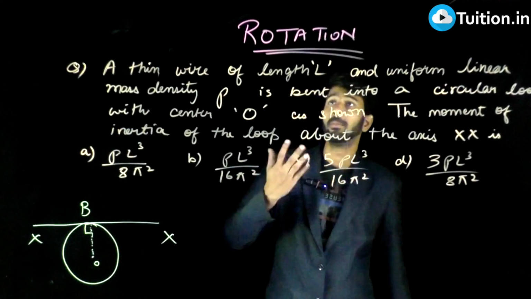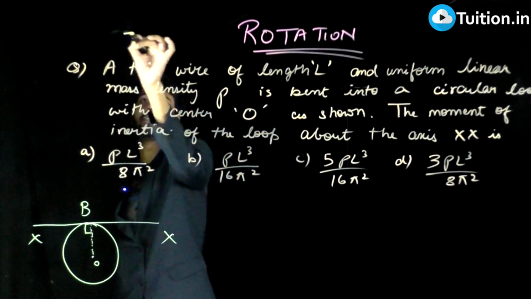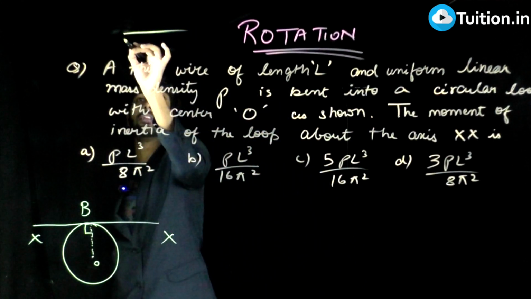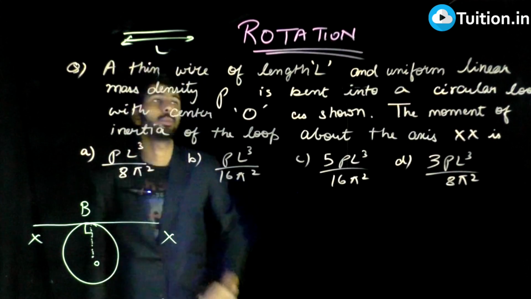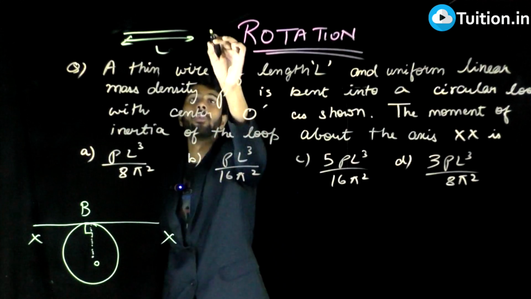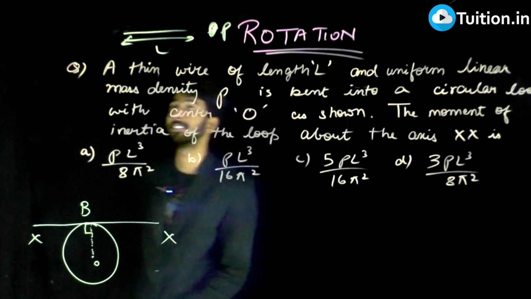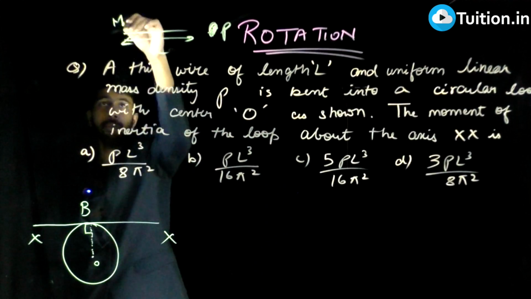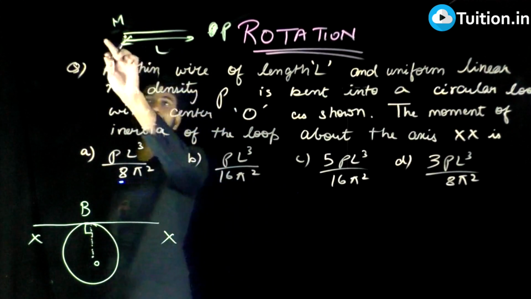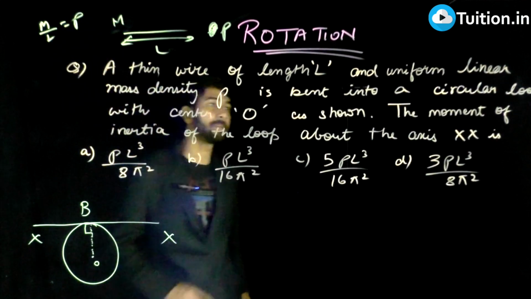Let's look at this previous problem from the topic rotation. It says, I have a thin wire of length L, and has a uniform linear mass density rho. What do you mean by uniform mass density? If the mass of this is m and the length is L, then m by L is your rho. That is what it means.